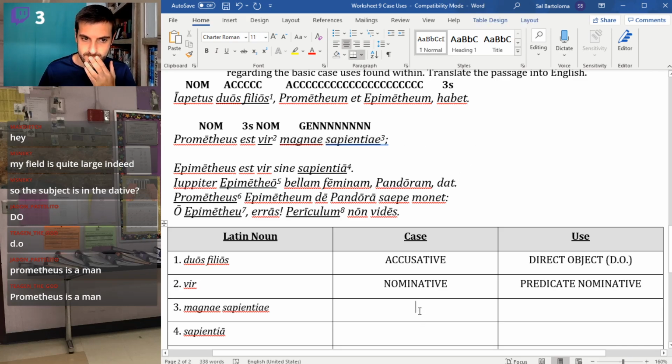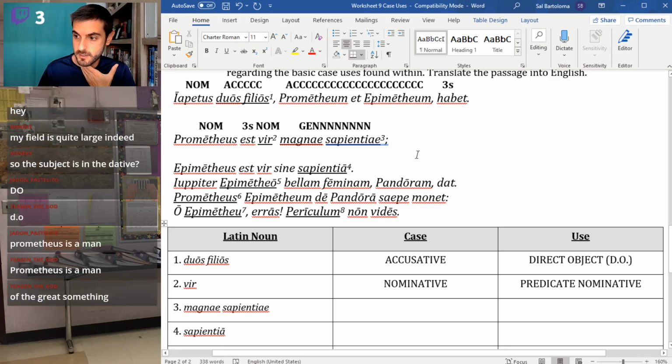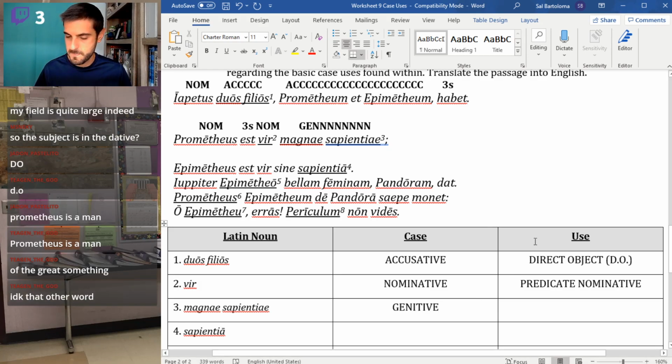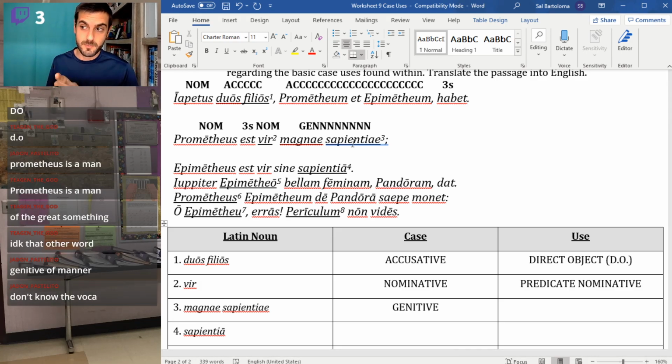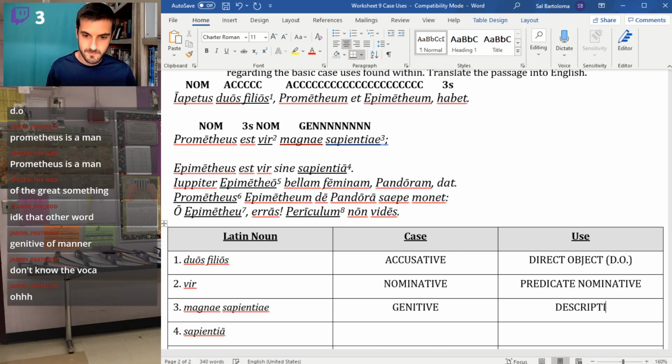In the genitive case, he is a man of great sapientiae. He's a man of great wisdom. So think about what kind of... That's not one of our genitives. We got to use the right term. If he was doing something with great wisdom, it'd be ablative of manner. We're saying he's a man of great wisdom, so that's a genitive of... That's description, right? Saying he's a man of great wisdom is saying he's a very wise man.